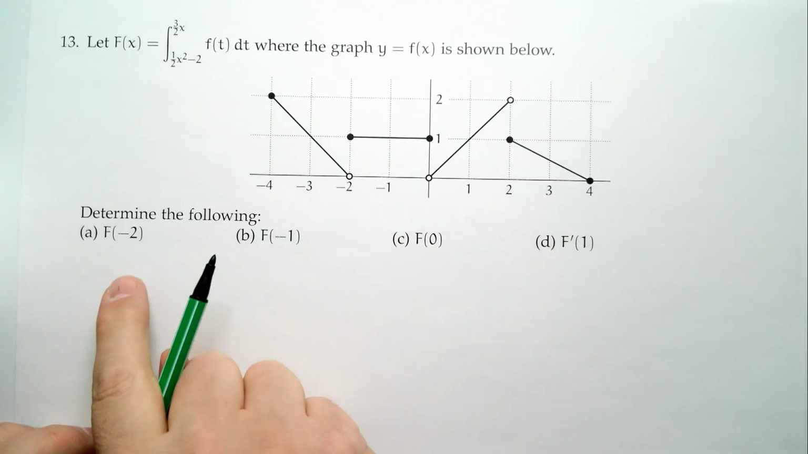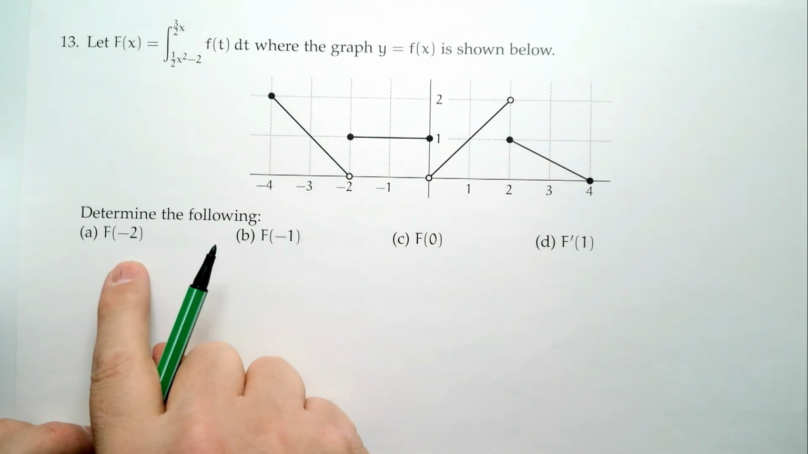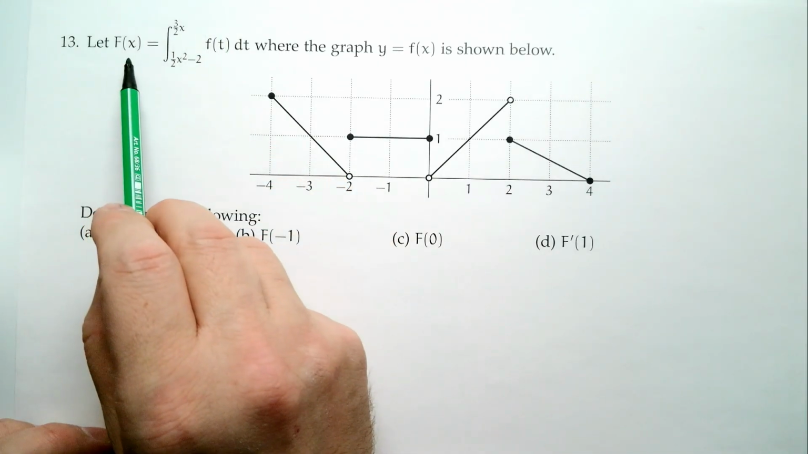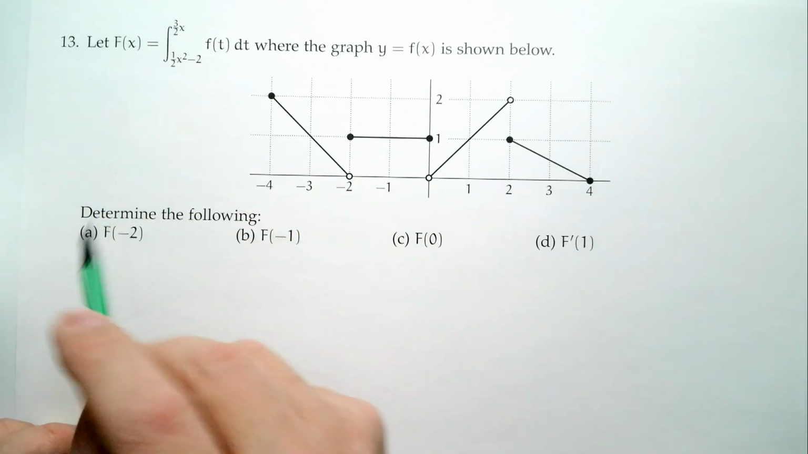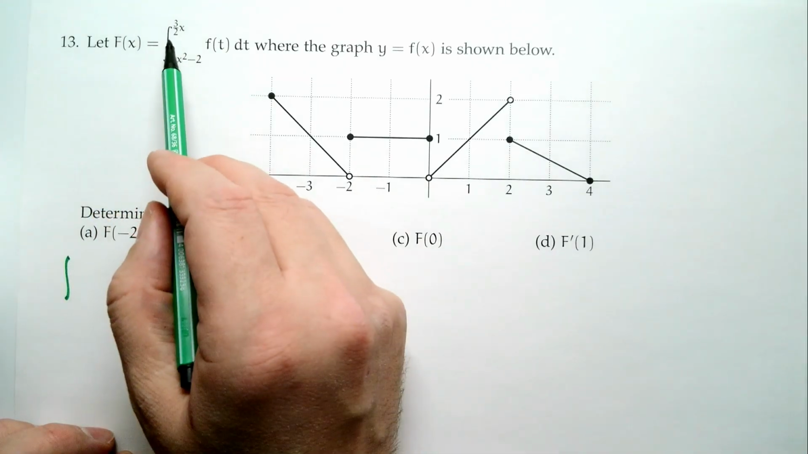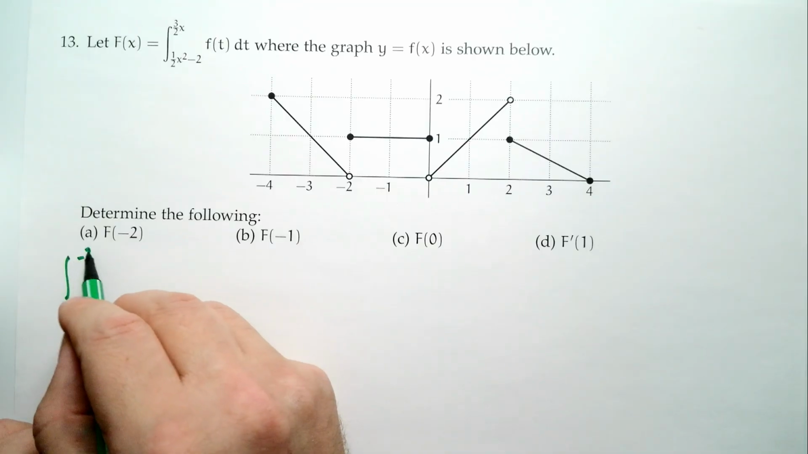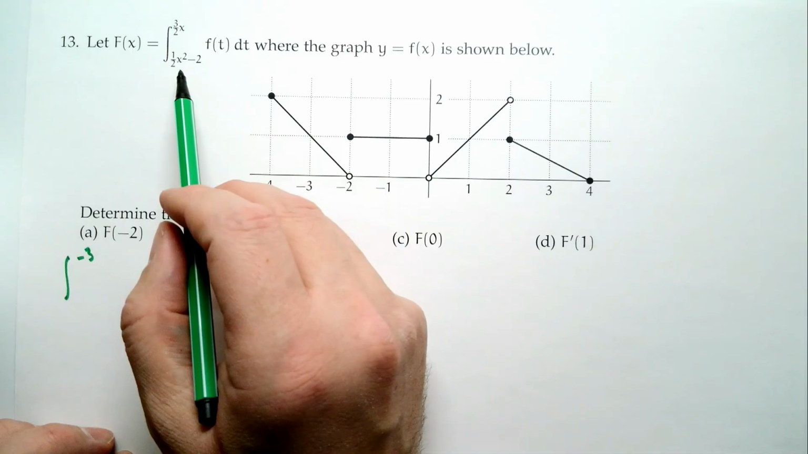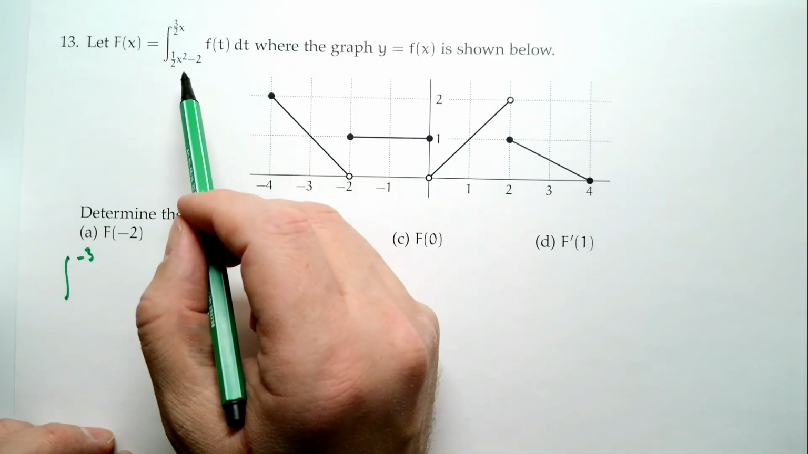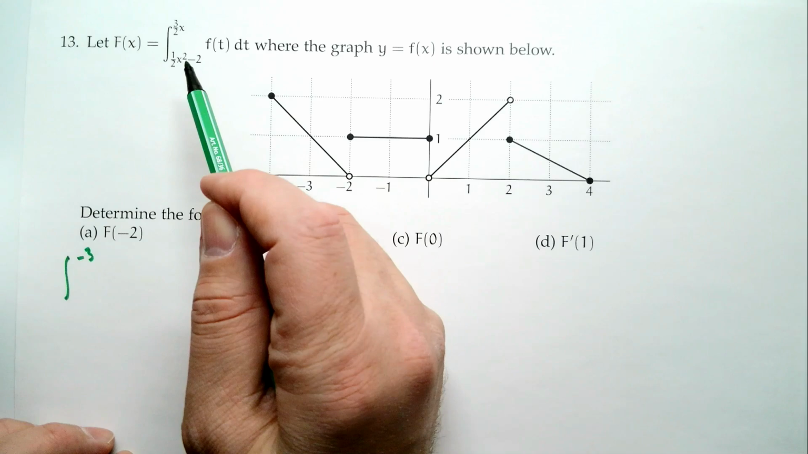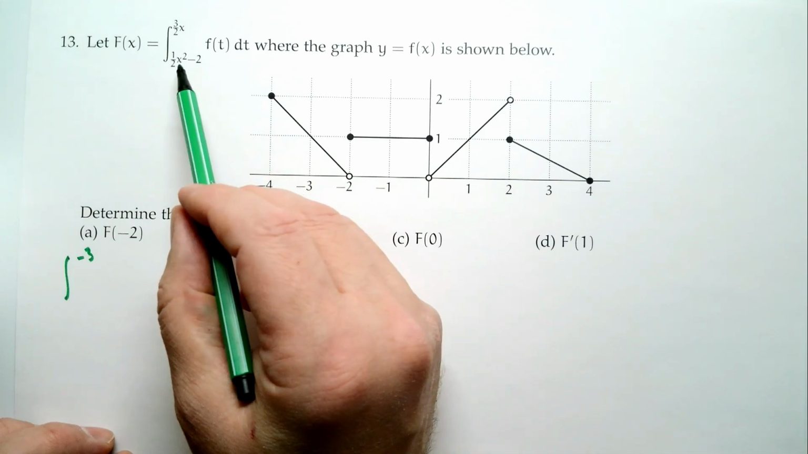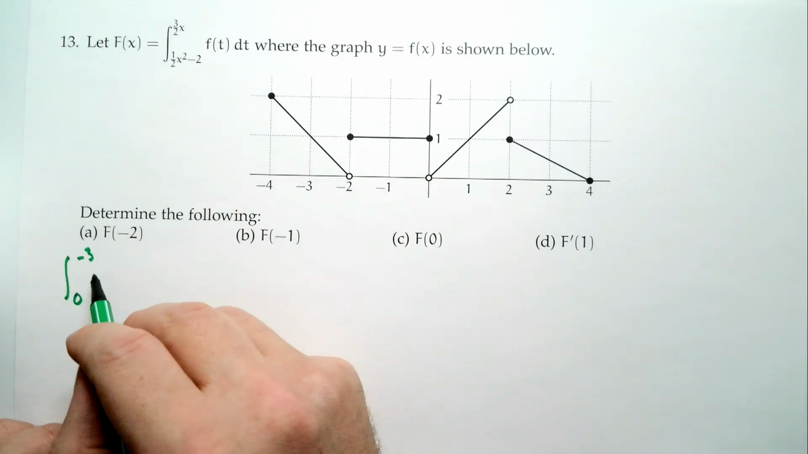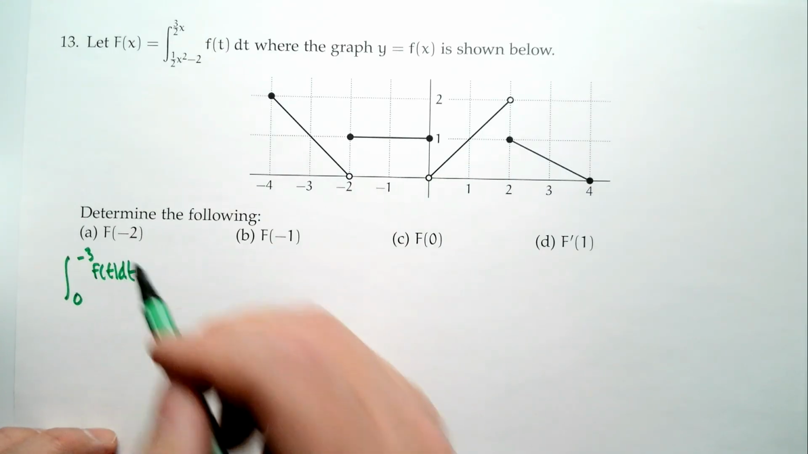So let's start with f of -2. So we plug -2 in. That says everywhere you see an x, replace it by -2. So this will be the integral from 3/2 times -2, which would be -3, to 1/2 times -2 squared. Well, let's see, that would be 1/2 times 4, which is 2, and subtract 2 is 0. So the integral from -3 to 0 of f of t dt.